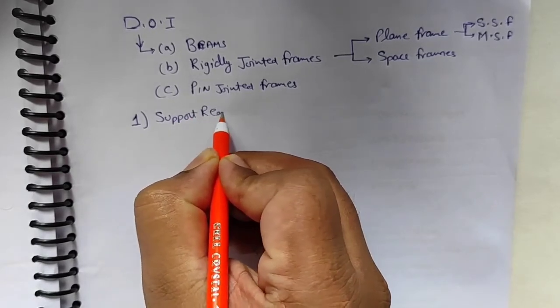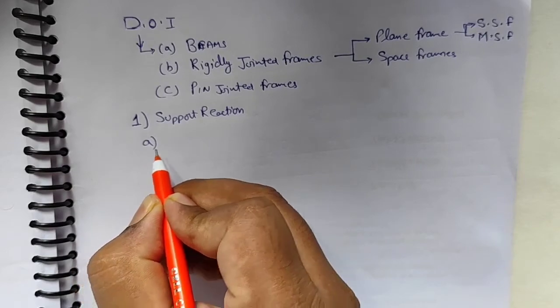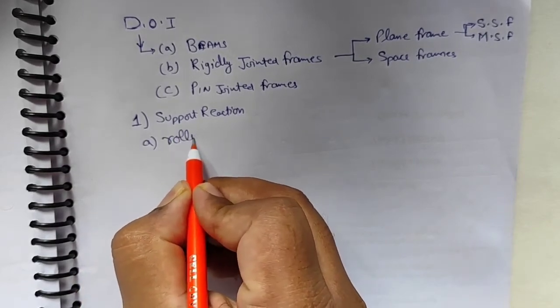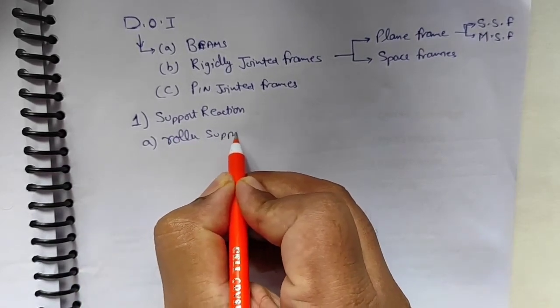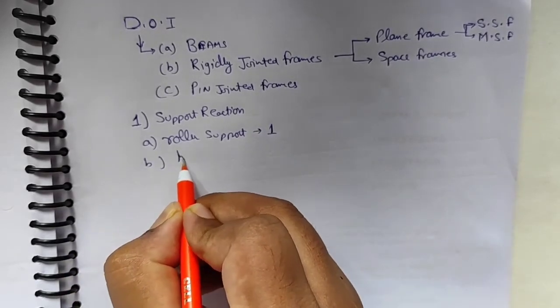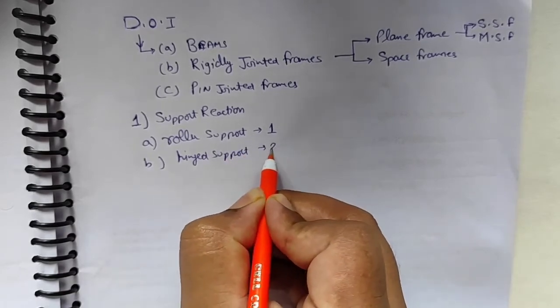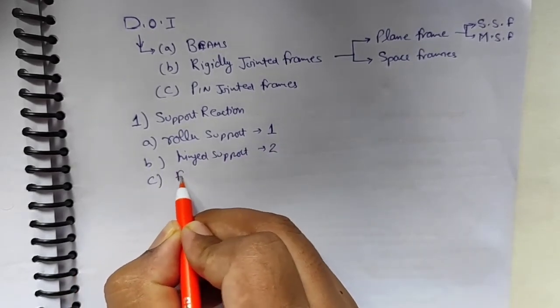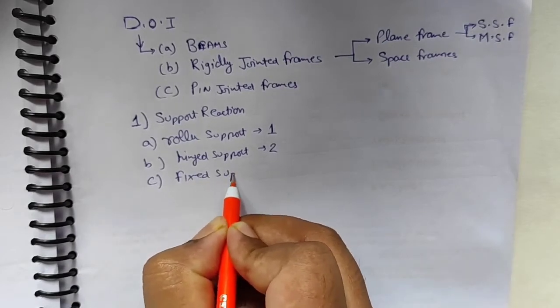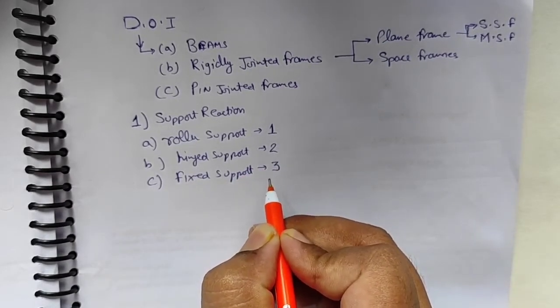reactions of concerned supports. For example, as we have discussed, a roller support has only one reaction, a hinged support has two reactions, and a fixed support has three reactions.